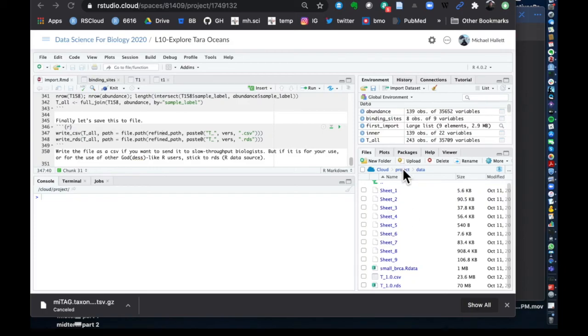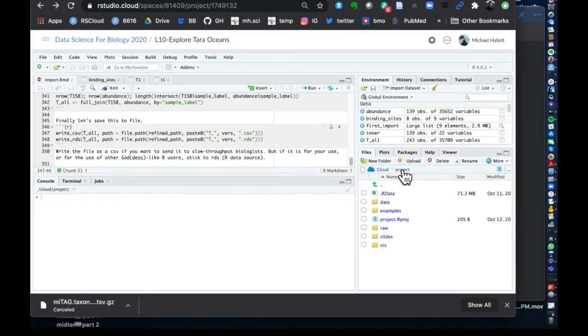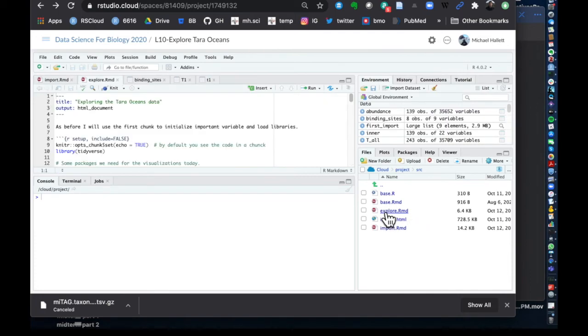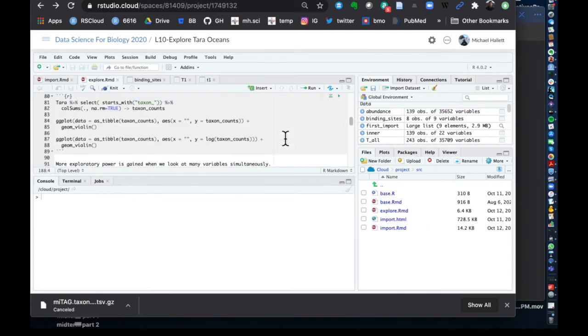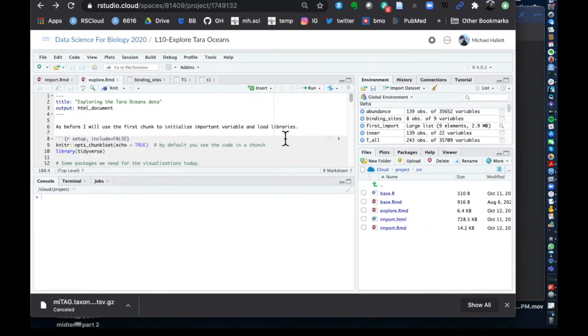I will give you some examples now of what you can start to do with this data set once we have it in. It's a bit unfulfilling to do all this work and then not really be able to ask any questions about the data set. So I would then open this file, explore.Rmd. It's an R Markdown file again.